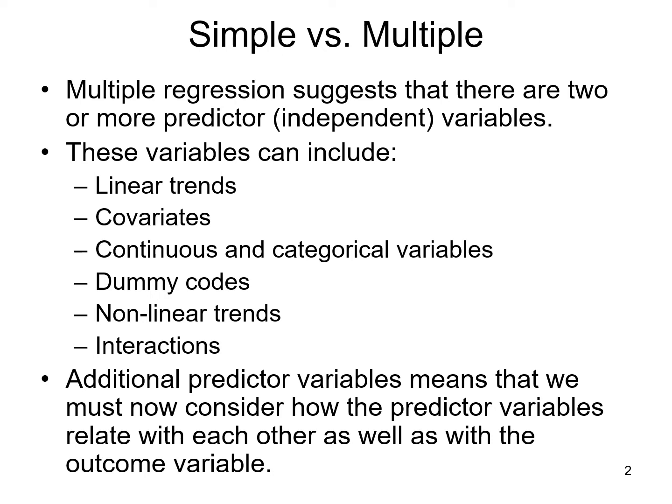As I said, we can look for nonlinear trends, trends that are not linear relationships, and finally we can look at the interaction between multiple variables. Now again, additional predictor variables means we must now consider how those predictor variables relate to each other as well as the outcome. So again, it starts to get very complex when we're running multiple regressions, especially with those interactions.